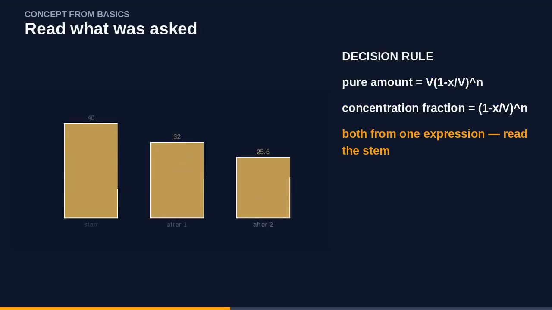Here is the decision rule. The exam may ask for the pure amount left, that is the full expression with the V in front, or for the concentration as a fraction of the original, which is just the power of the retention factor. Both sit in that one expression. Read the stem before you punch numbers.